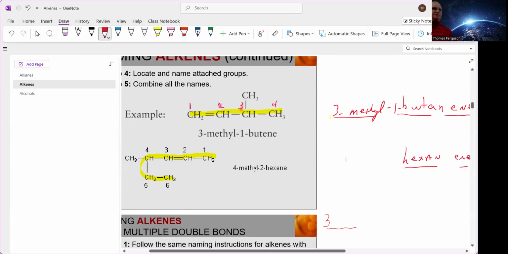And it's a double bond, so it's an ene. And we've got a branch at carbon number 4, so it's going to be 4-methyl. And the double bond is on carbon 2 to 3. So that's 4-methyl 2-hexene.